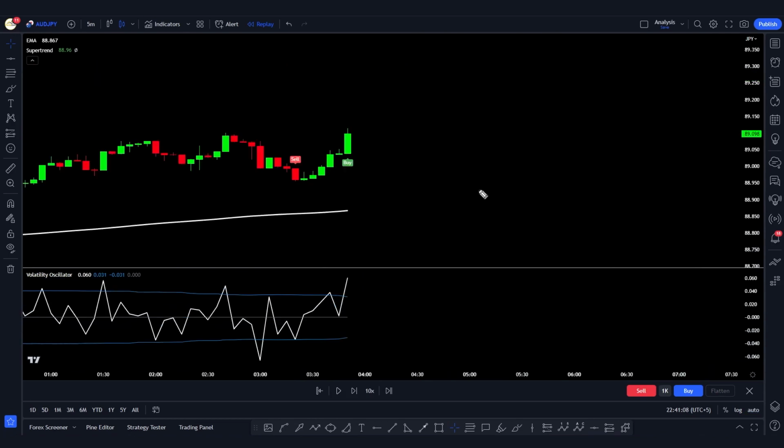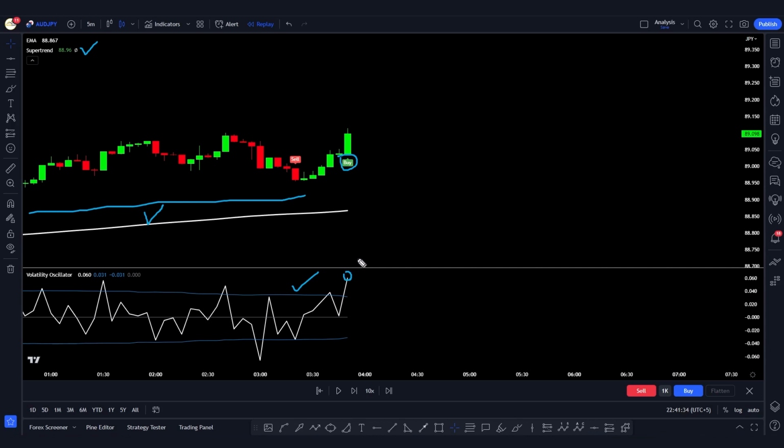So to take a long position, the following conditions must be satisfied. First of all, the price action should be happening above this EMA line, indicating that the overall trend in the market is in a bullish direction and the buyers have the momentum in the market. Secondly, there should be a buy signal generated by the SuperTrend indicator, and also the final condition is that the volatility oscillator line should be above this upper line, indicating that there is enough volatility in the market.